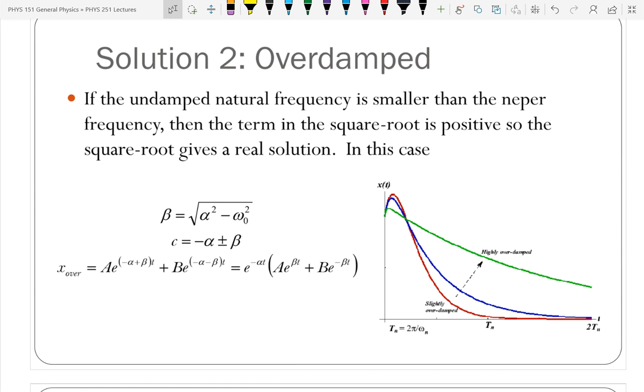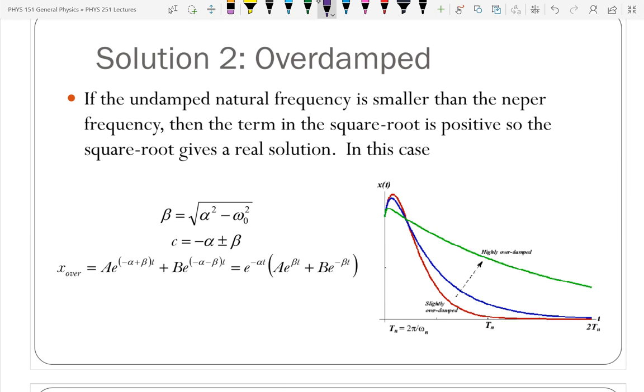Overdamped is when you have a very strong damping force, something that makes it so it can't even get to zero. It just goes. And so in that case, we defined beta now as the square root of alpha squared minus omega naught squared. What's the difference in beta and omega r? The difference is flipping the order of the alpha and the omega naught. We don't call it omega r because it's not going to resonate at that frequency, because that's real. Our solution is now C is equal to minus alpha plus or minus beta.